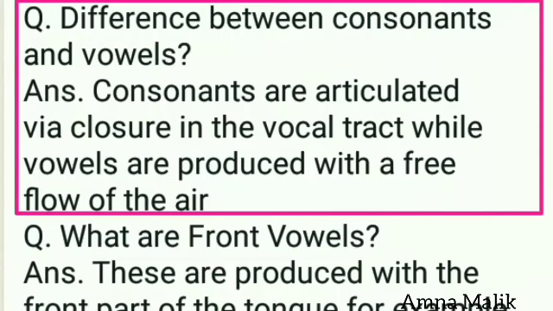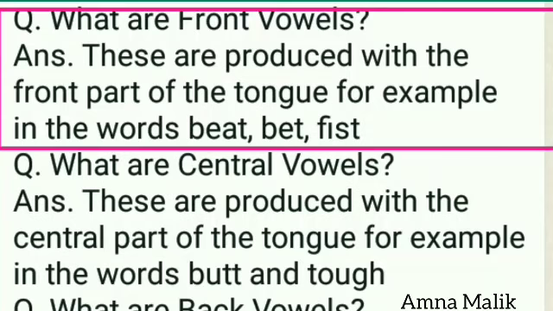Question. What is the difference between consonant and vowel? Answer. Consonants are articulated via closure in the vocal tract, while vowels are produced with a free flow of the air. Question. What are front vowels? Answer. These are produced with the front part of the tongue. For example, in the words beat, bat, first.